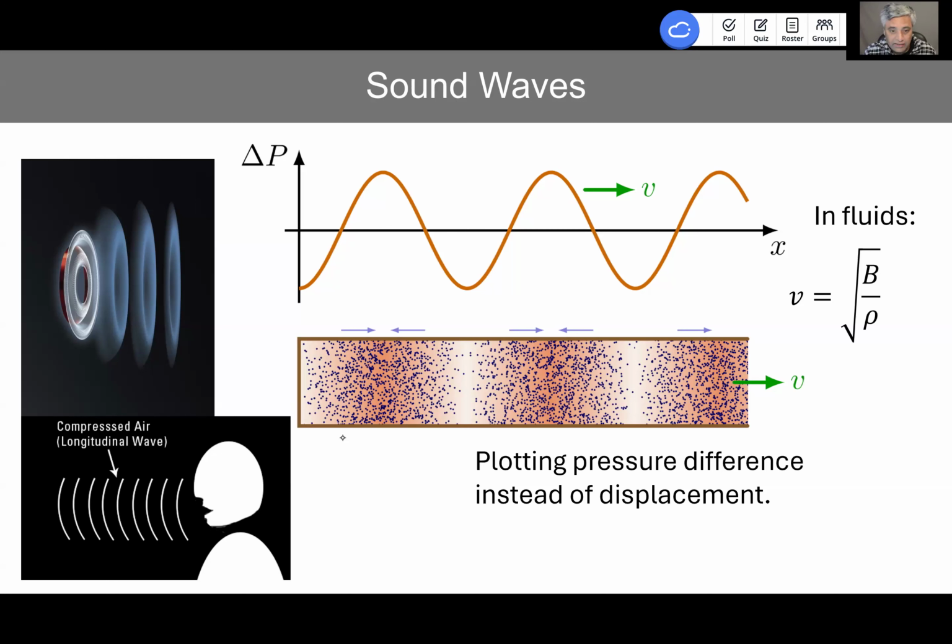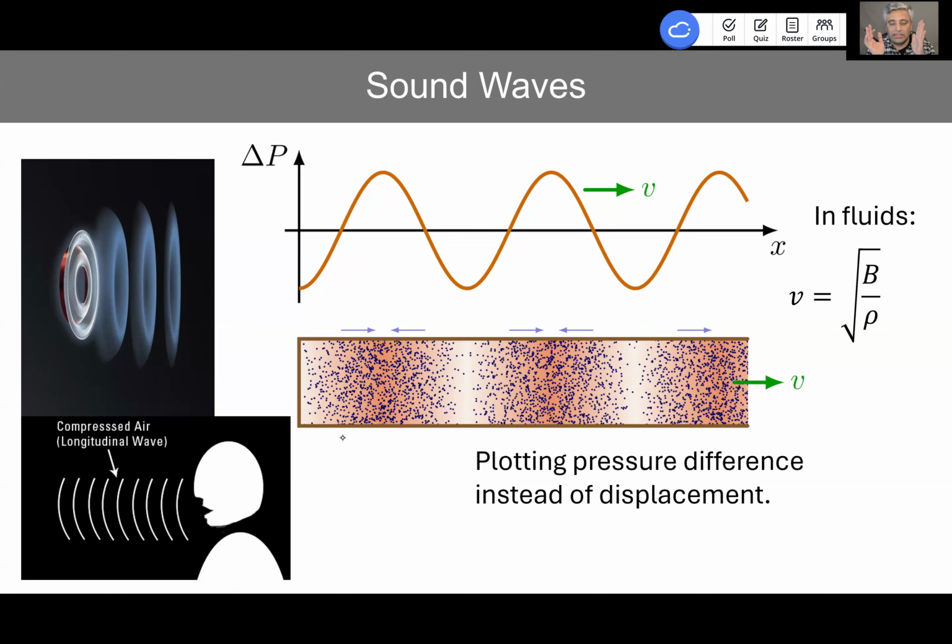So anyway, you can see on the left side of the screen, there is a picture of a speaker. So what happens? There is this membrane that vibrates, and that's what produces sound. So when we look at the plot of a sound wave, it looks like a transverse wave plot because it's going up and down. But in this case, notice we are plotting the change in pressure.